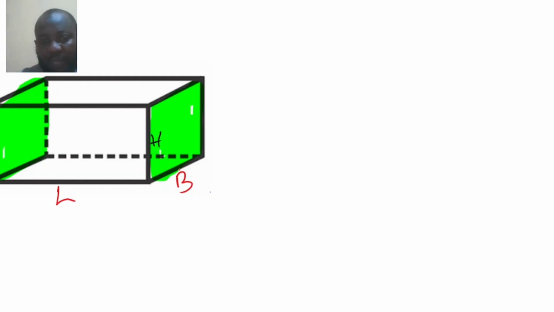Now, for this part, what we have here is B times H. The same thing will be this one. B is the breadth and H is the height. That's the area of this one, B times H. Then the same thing with this one, B times H. So that is that for that one. So let's shade this one.